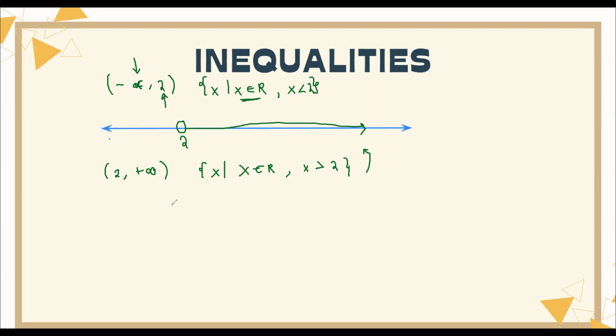Okay. If, for example, we have negative infinity to 2, and then a square bracket, this would be different because a square bracket indicates that 2 is part of the inequality. So as a set, that would be rewritten as x where x is a real number and x is greater than or equal to 2, meaning it is included. And if it is included, then we have to shade 2 to indicate its inclusion. Okay. Everything clear so far?